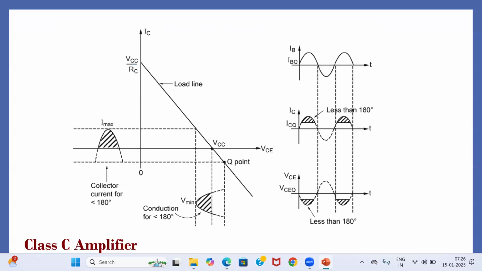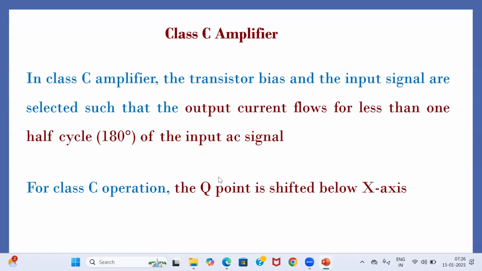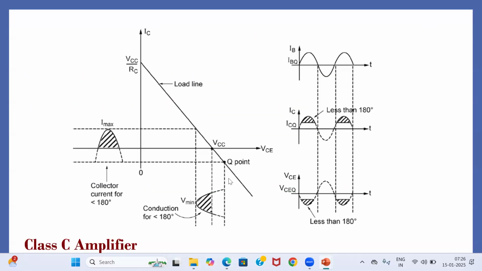Next is the class C amplifier. When the collector current flows for less than half a cycle, that is less than 180 degrees, it is considered a class C amplifier. It has high distortion, but compared to the previous three, it has a high efficiency of 78.5 percent. The Q point is shifted below the x-axis, as per the diagram. The Q point is on the negative side, so it is less than the VCC point, and you achieve output only during this short time.